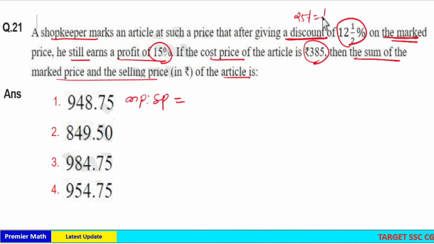25% means 1 by 4. Then 12.5% means half of it, that is 1 by 8. This is the discount. Minus 1 by 8 means if 8 parts is the mark price, 1 part is the discount. So 8 minus 1, 7 parts is the selling price.